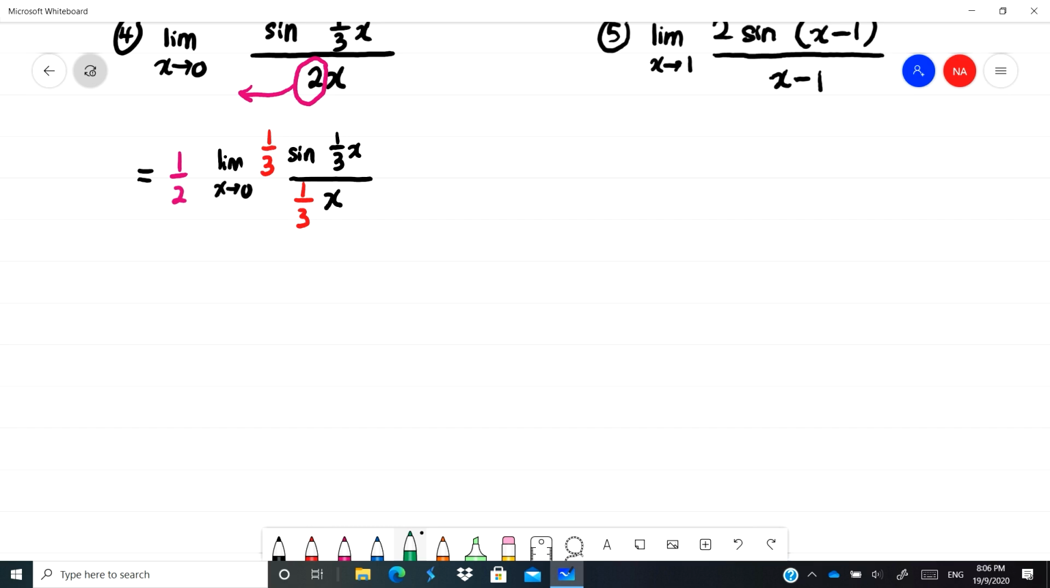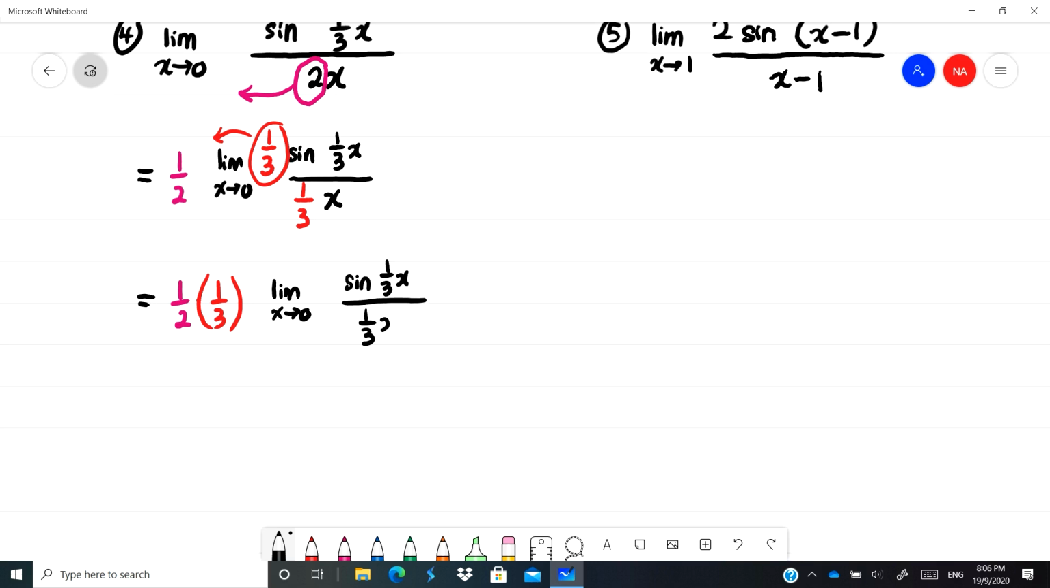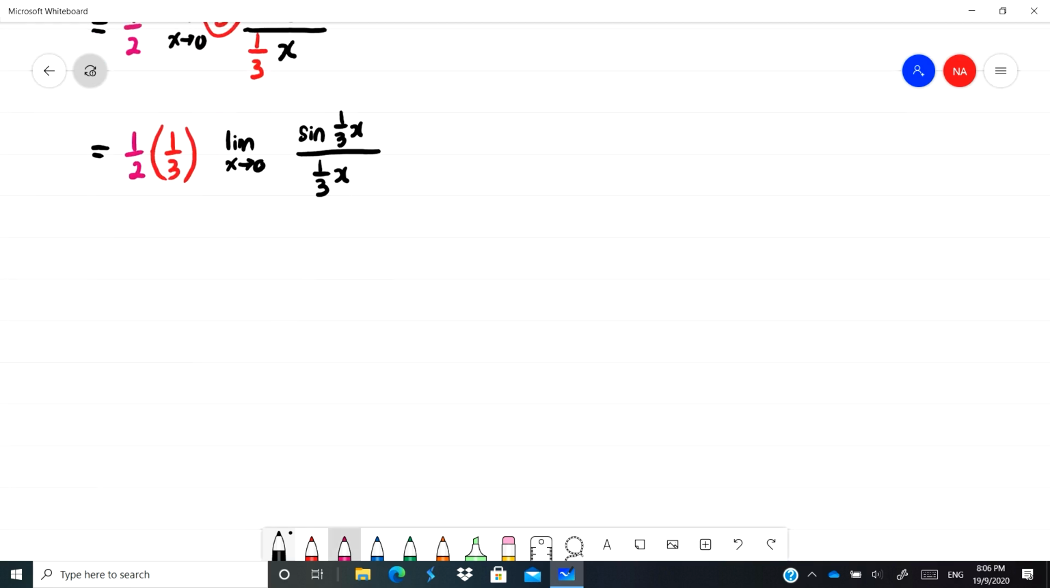So now again, we have to take out this 1 over 3. We take out this 1 over 3 out there, so we'll have something like, let's say I have 1 over 2. Now I take out 1 over 3, it's simply multiply 1 over 3, or you can put in bracket. And you have now limit of x approaching 0 of sine 1 over 3x over 1 over 3x. So that's simply squeezing theorem. So this part is actually using the squeezing theorem.